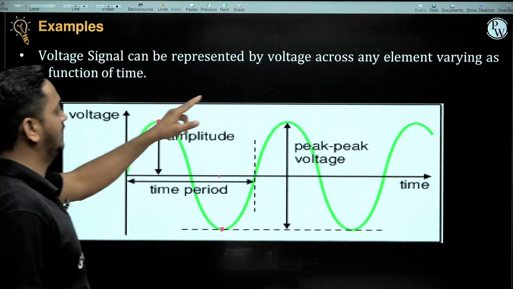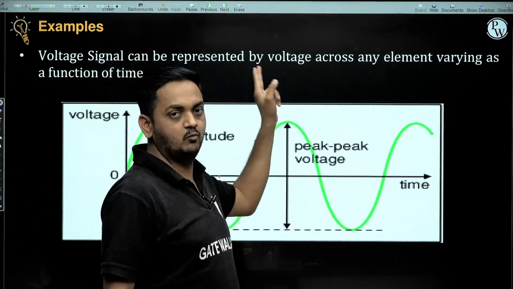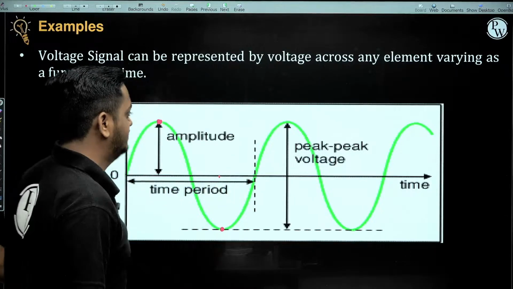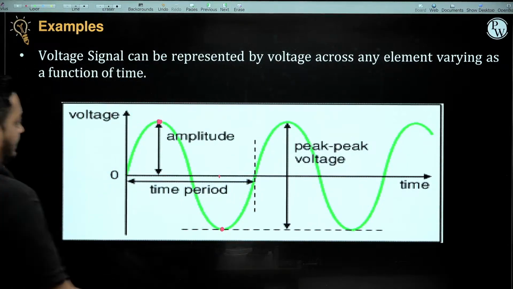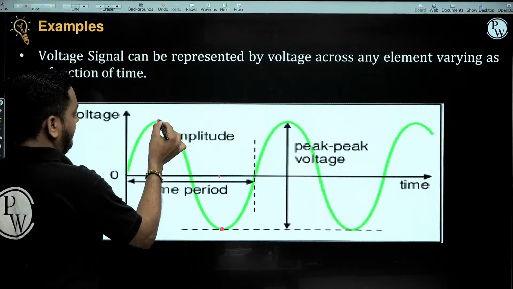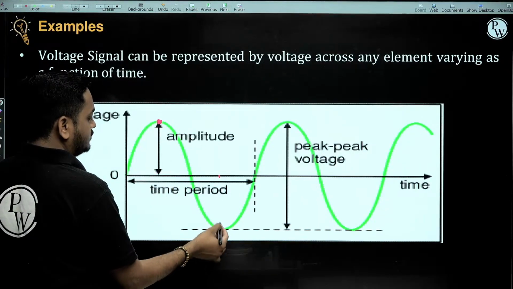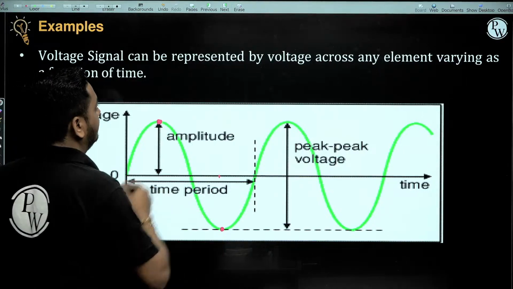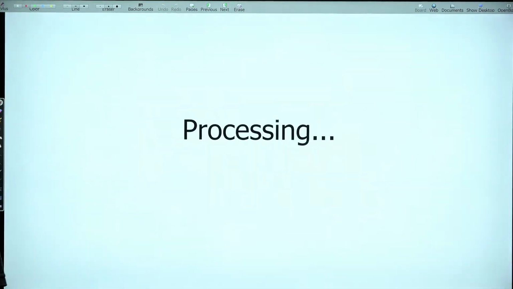So voltage signal is nothing but what? Voltage across any element varying as a function of time. And here, from here to here, this is known as peak to peak value. This is the maximum peak, this is the minimum peak, peak to peak value. Okay. One more example is there.